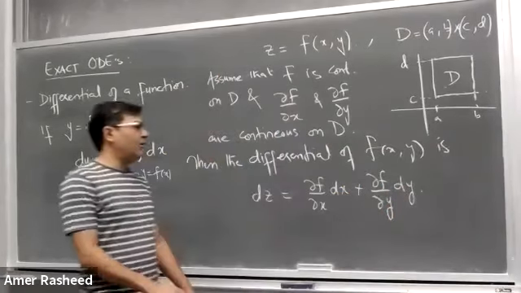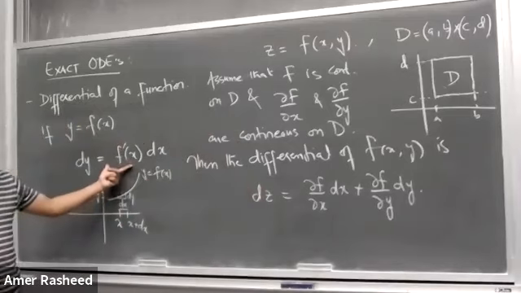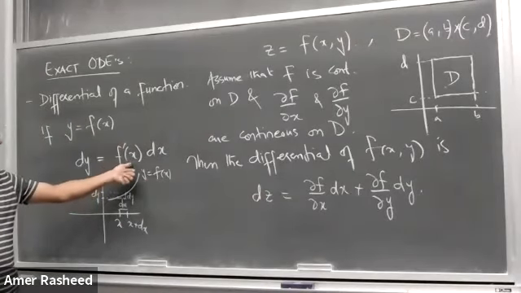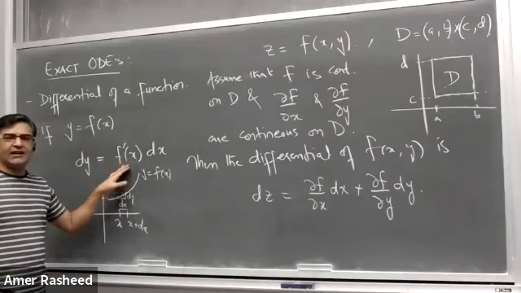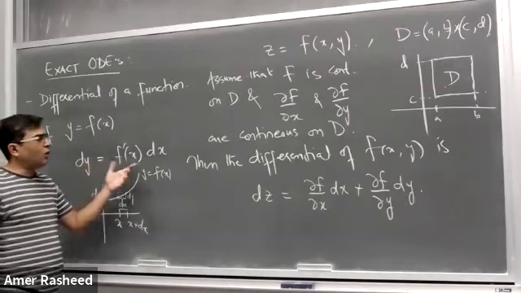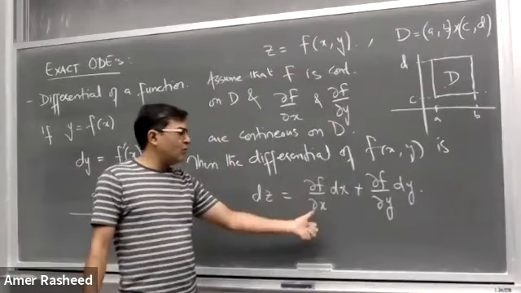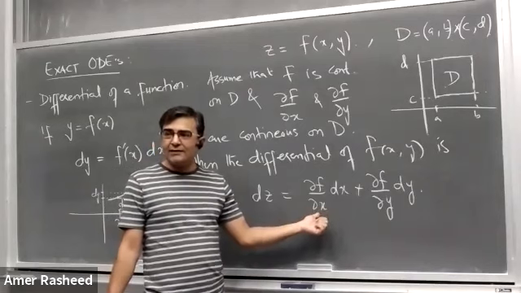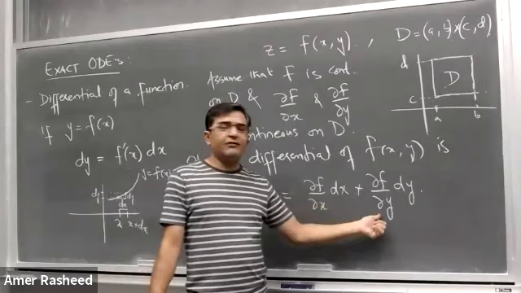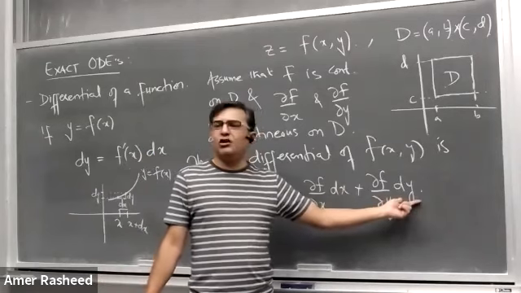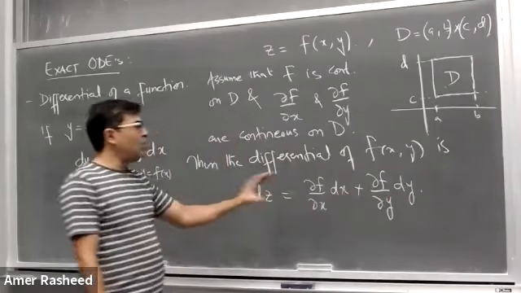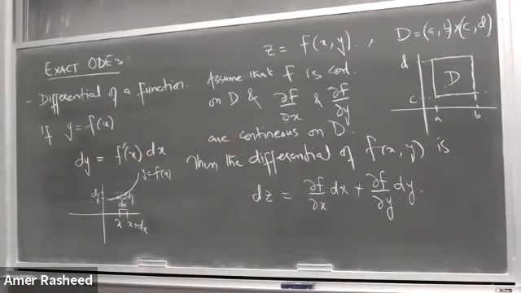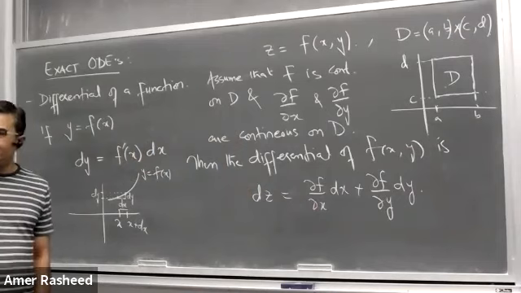Okay. Now, in fact, this is the generalization of this differential. Here we had one single independent variable. So that's why we take the exact derivative f dash of x. Now we have two independent variables here. We take the first derivative with respect to x plus first derivative with respect to y into small change in y. Here we had small change in x. So this is how we define differential of some function which involves two independent variables.